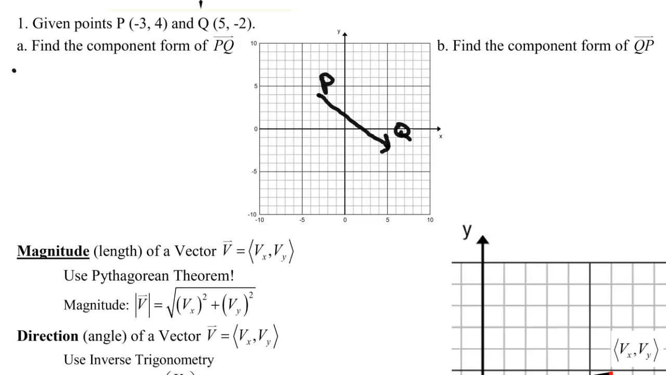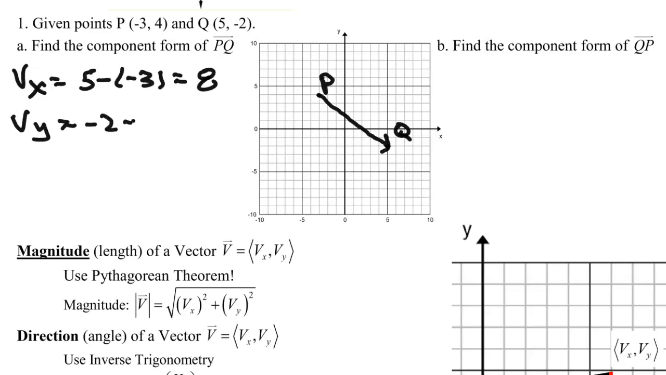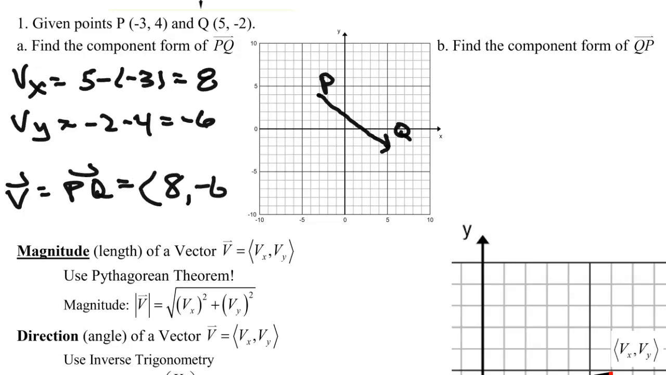and when I want to do the X, it's going to be Q minus P, or 5 minus a -3, which is 8, and V sub Y is going to be -2 minus 4, which is -6, and I get vector B, which is going to be the new vector PQ, is equal to 8, -6. And I'm going to do that in a different color.